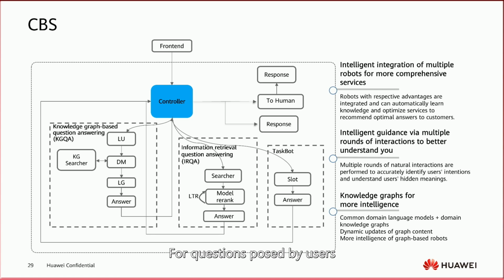For questions posed by users, the traditional robots answer first. If the question is beyond the scope of what the traditional robot can answer, the controller will use the knowledge graph to answer. If the question is beyond the scope of the knowledge graph, the controller will use information retrieval to answer it. Intelligent fusion of multiple robots can answer questions more comprehensively. During information retrieval, questions and answers, the robots can have multiple rounds of dialogue to make the interaction more fluent.